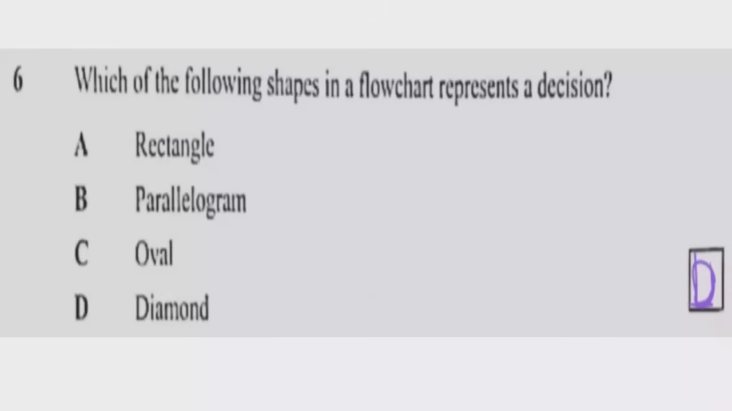If you want to know what the rectangle, parallelogram, and oval represent, you can check the video I did on the shapes of the flowchart, what the shapes in a flowchart represent. You are going to find that video and watch it. It's going to show you what each shape represents. So we go to the next question.